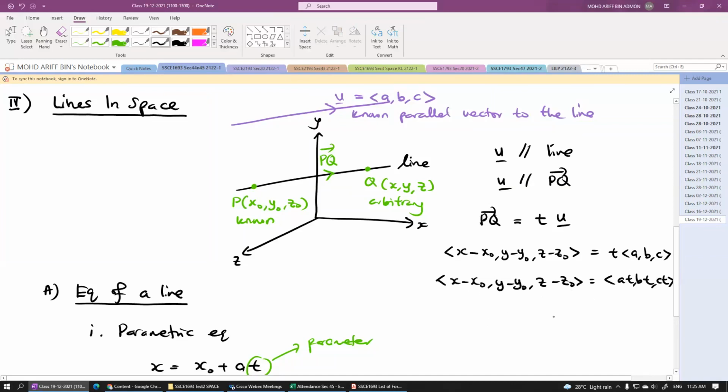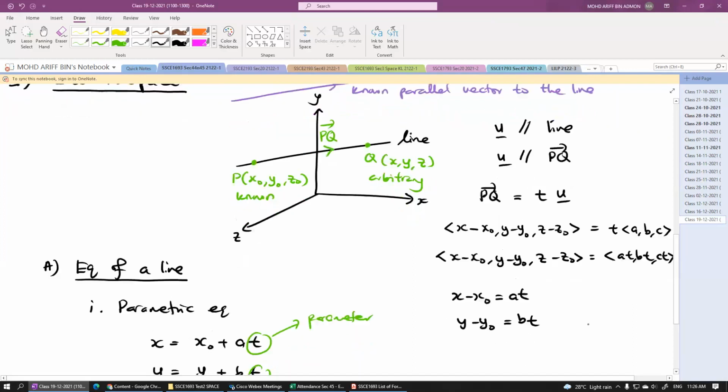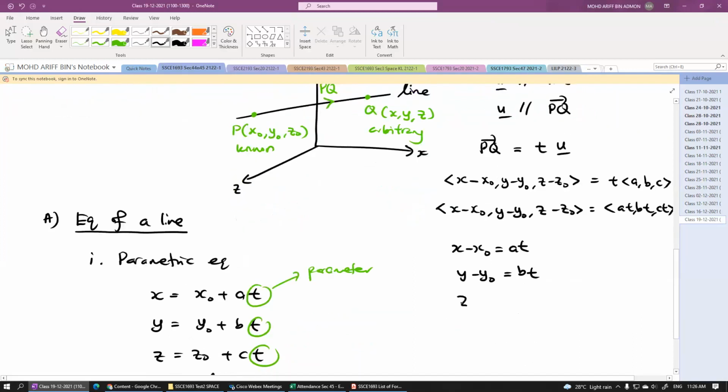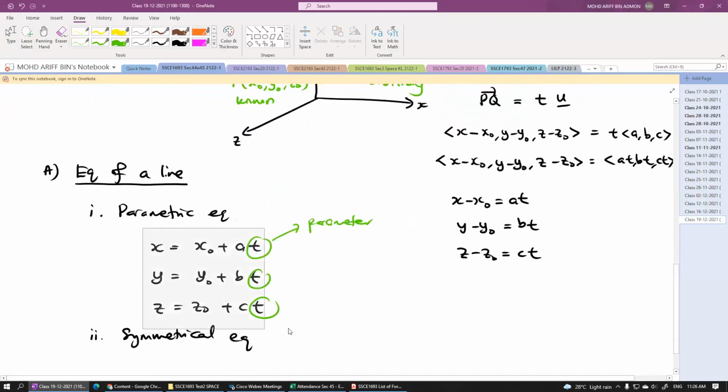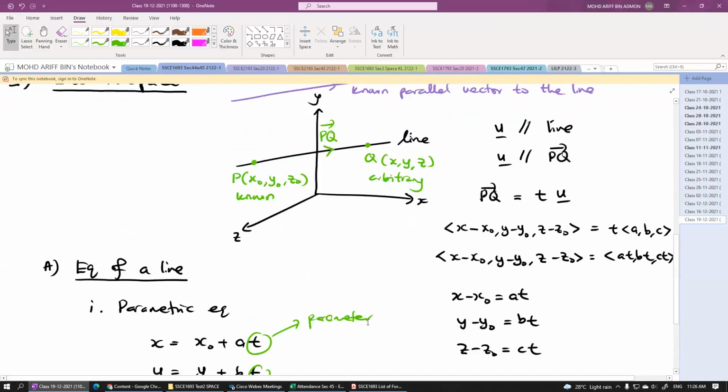Since the left vector is equal to the right vector, you can reduce it to x minus x naught equals at for the x component, y minus y naught equals bt for the y component, and the third one is z minus z naught equals ct for the z component. Then you rearrange, and at the end you get this parametric equation. Understand?